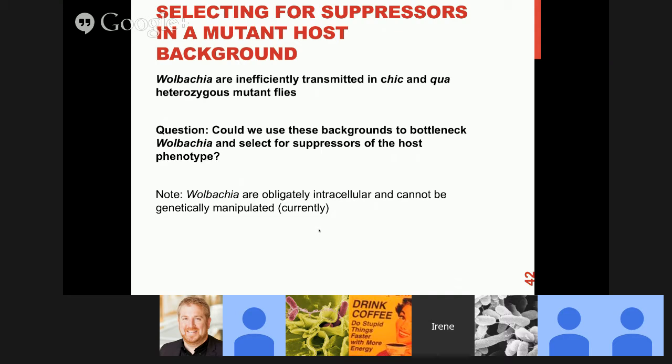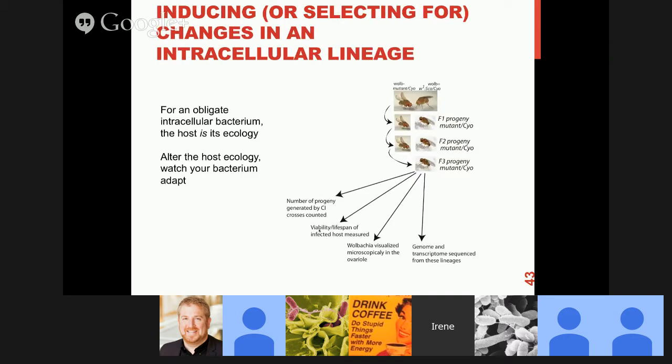So obviously, I've said this before, but Wolbachia are obligately intracellular. We cannot currently genetically manipulate them. So this might be one way to generate mutants and to also mechanistically dissect what Wolbachia are doing in different host backgrounds. All right, so for an obligate intracellular bacterium, the host is the ecology of that organism. So if you alter the host ecology, let's see if Wolbachia can adapt to that ecology.